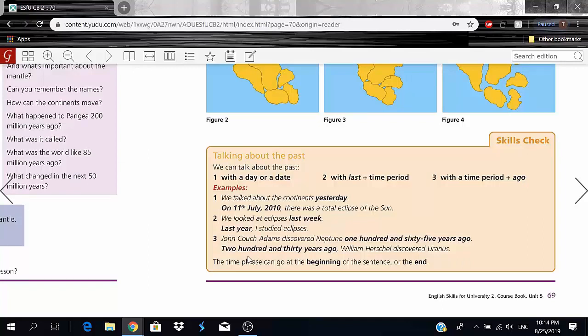Okay? Or I could also say, 2 different styles here. 230 years ago, William Herschel discovered Uranus. Okay? And here we actually have what I was just saying. The time phrase can go at the beginning of the sentence or the end. So both are correct. You don't have to worry about that. Alright, you guys? So these are the 3 ways that we can talk about the past. Alright? Simple stuff. Now let's move on.